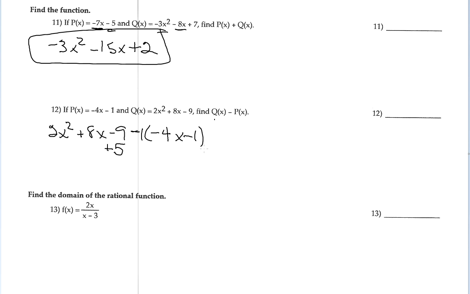Negative 1 times negative 4x, what am I doing here? Negative 1 times negative 4x is positive 4x. So that's going to go here. My mistake. I don't want this now. I want negative 1 times negative 1 is positive 1. We'll do it that way, which is the right way. 2x squared plus 12x minus 8. Much better. Okay, I'm subtracting p of x from q of x.